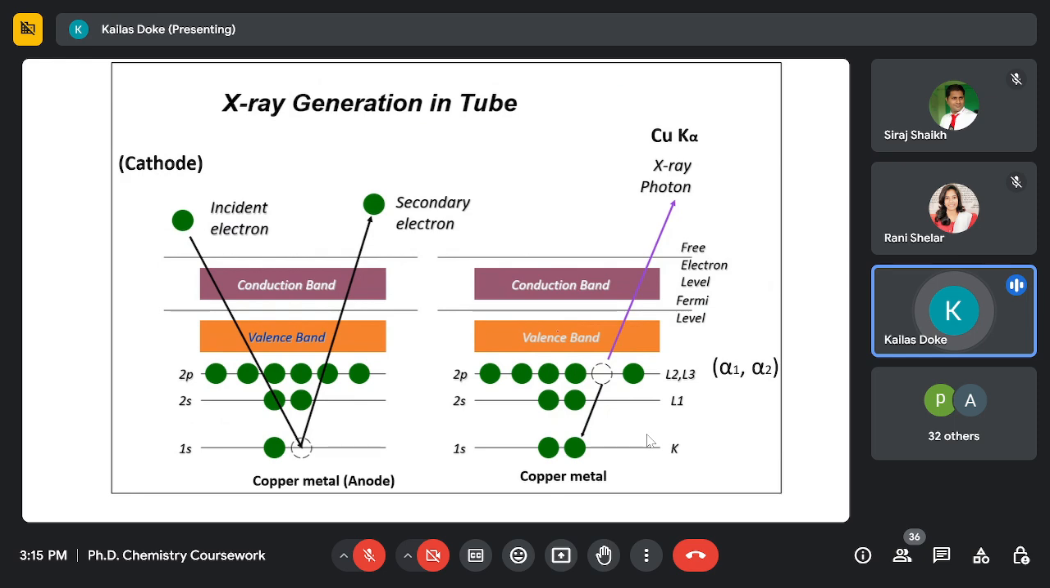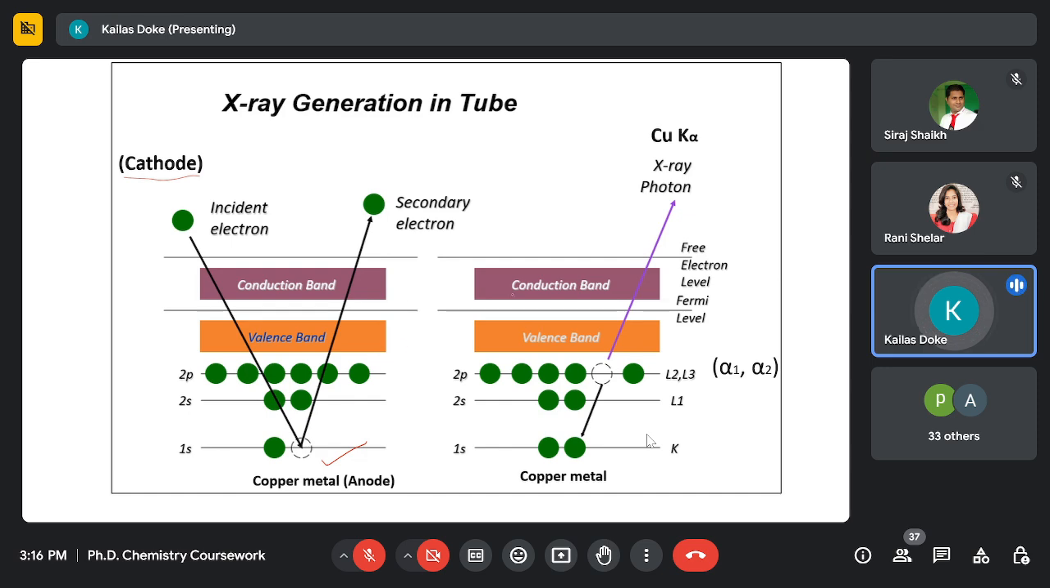You can see in the next slide how X radiation is generated in the X-ray tubes. The cathode is the negative electrode, which generates extra electrons, and that electron is incident on the surface of copper metal, which acts as an anode, or magnesium or aluminum metal. These metals are good conductors. What happens when these high energetic electrons are incident is that the electron travels towards the core shell electrons and ejects an electron as a secondary electron. The system, copper metal, becomes unstable.